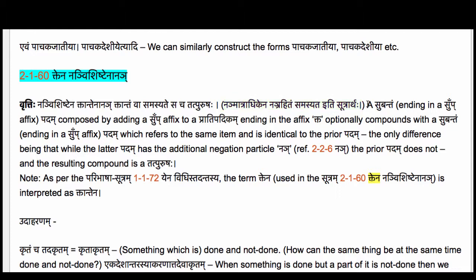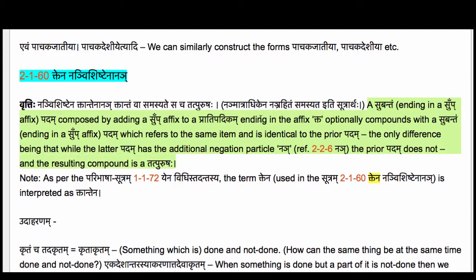So a subantam padam composed by adding a sup affix to a pradipadikam ending in the affix kta optionally compounds with a subantam padam which refers to the same item, samanadhikaranena, and is identical to the prior padam. The only difference being that while the latter padam has the additional negation particle nyai, sutram here is 2-2-6 nyai, the prior padam does not, and the resulting compound is a tatpurushaha.